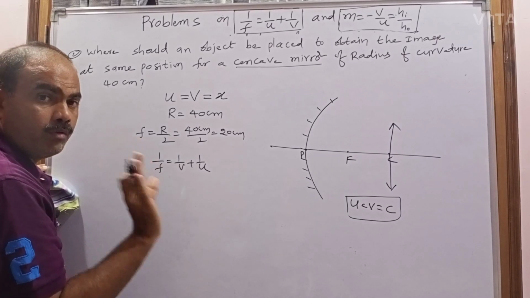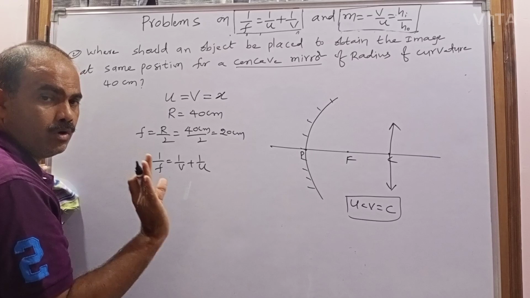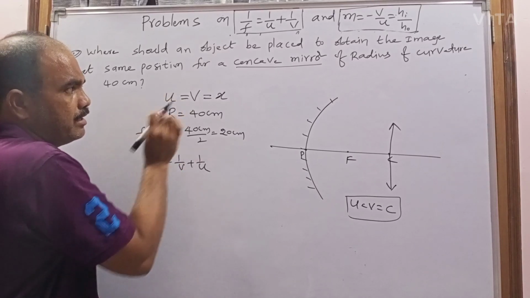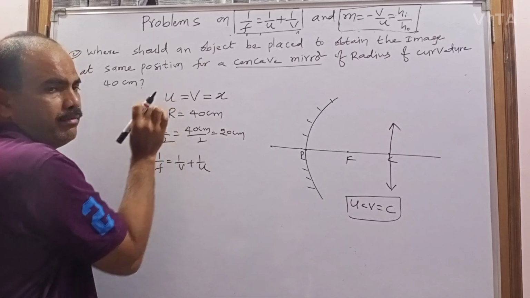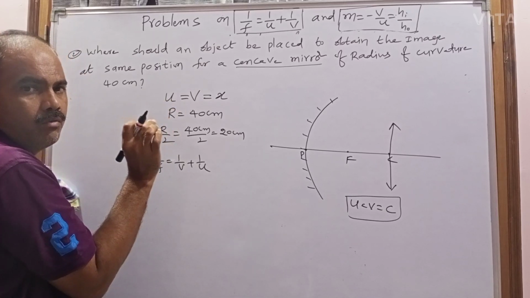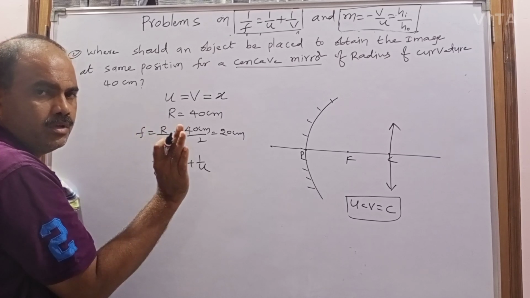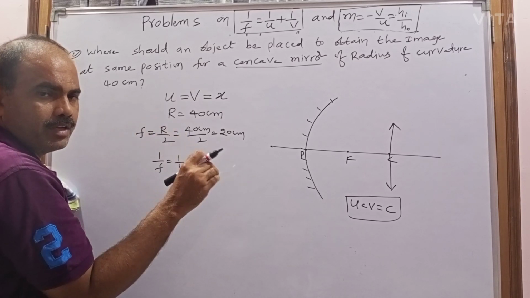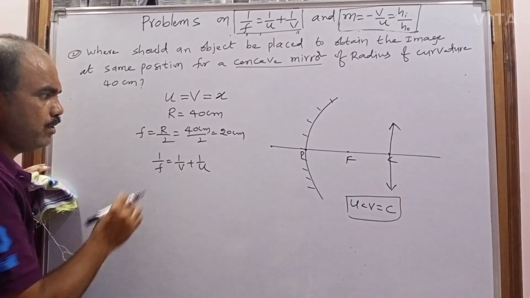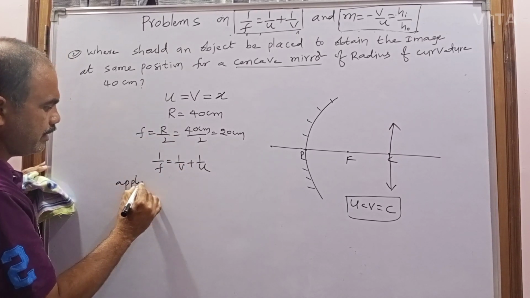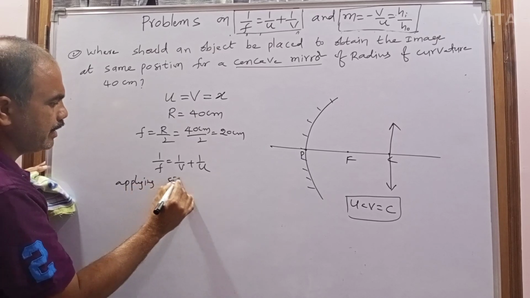For only known values, not unknown values. Don't apply the sign convention. We don't know u, and we don't know v. So don't apply it for the unknown values. Only apply the sign convention for known values. What is the known here? Focal length. So applying sign convention.